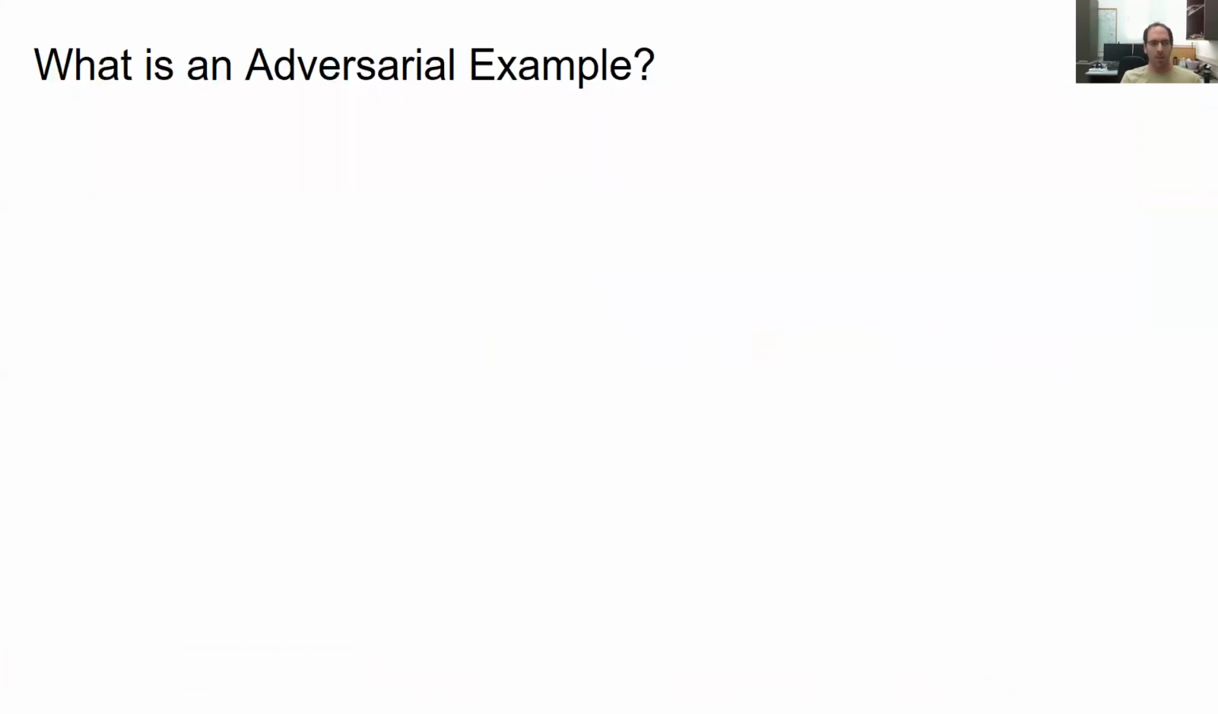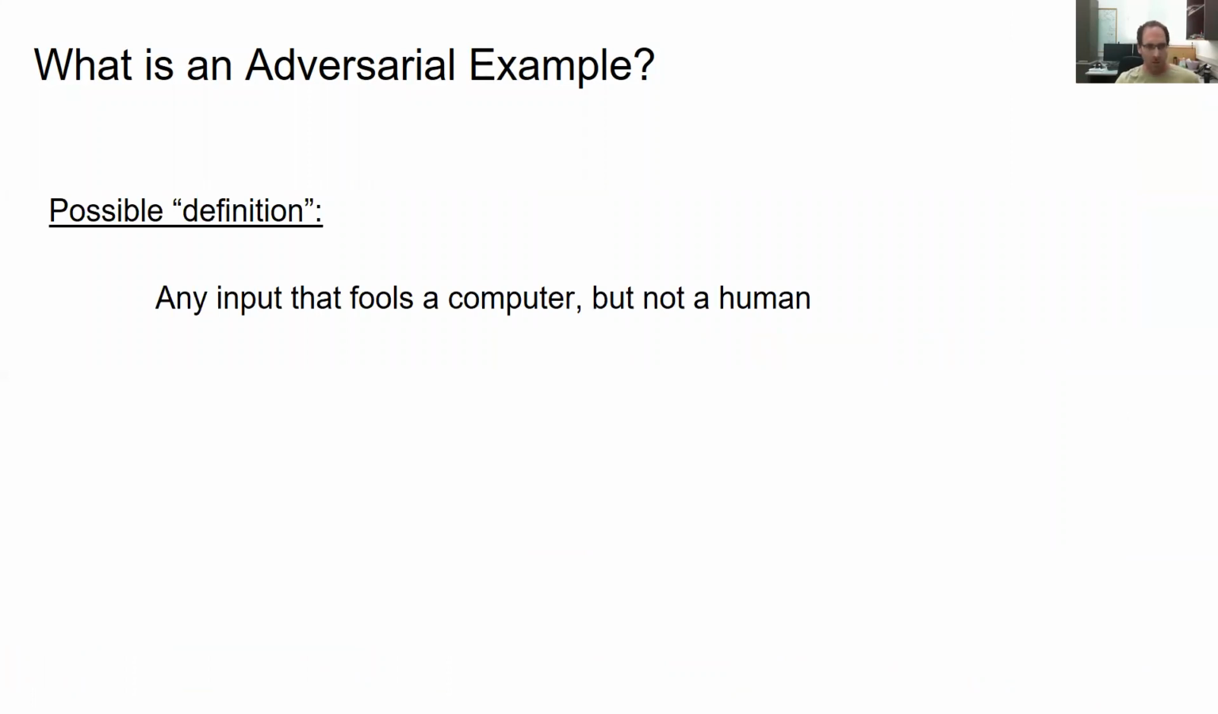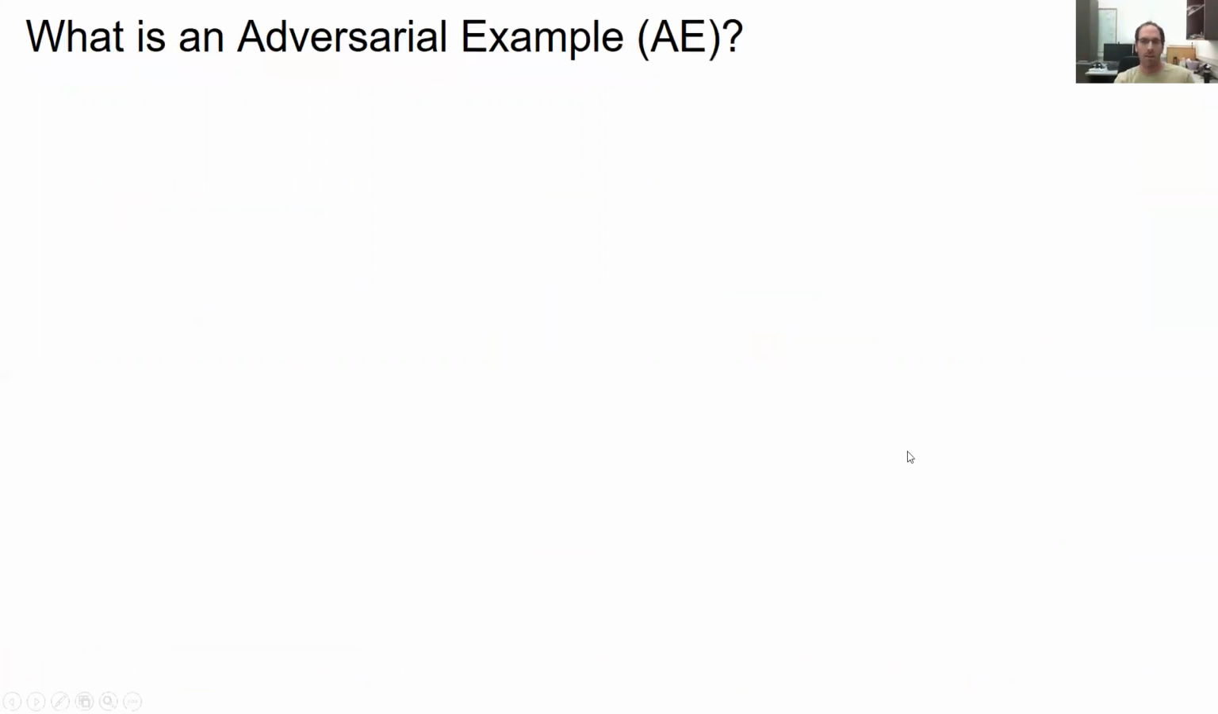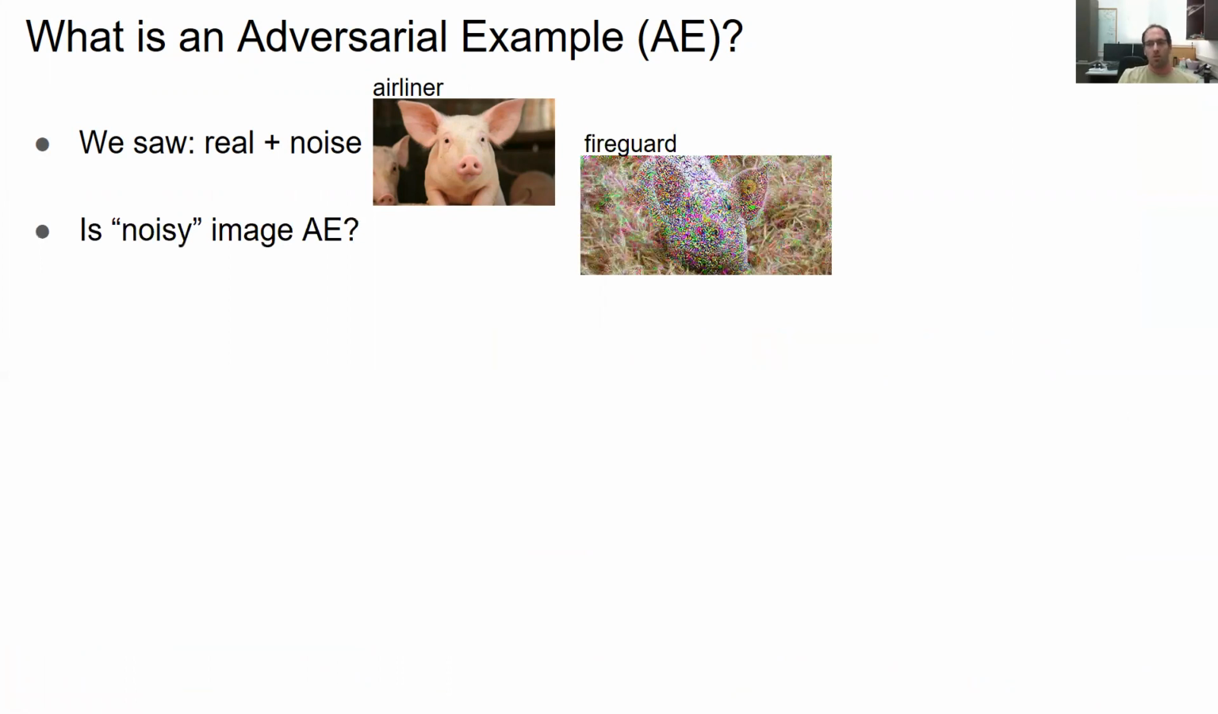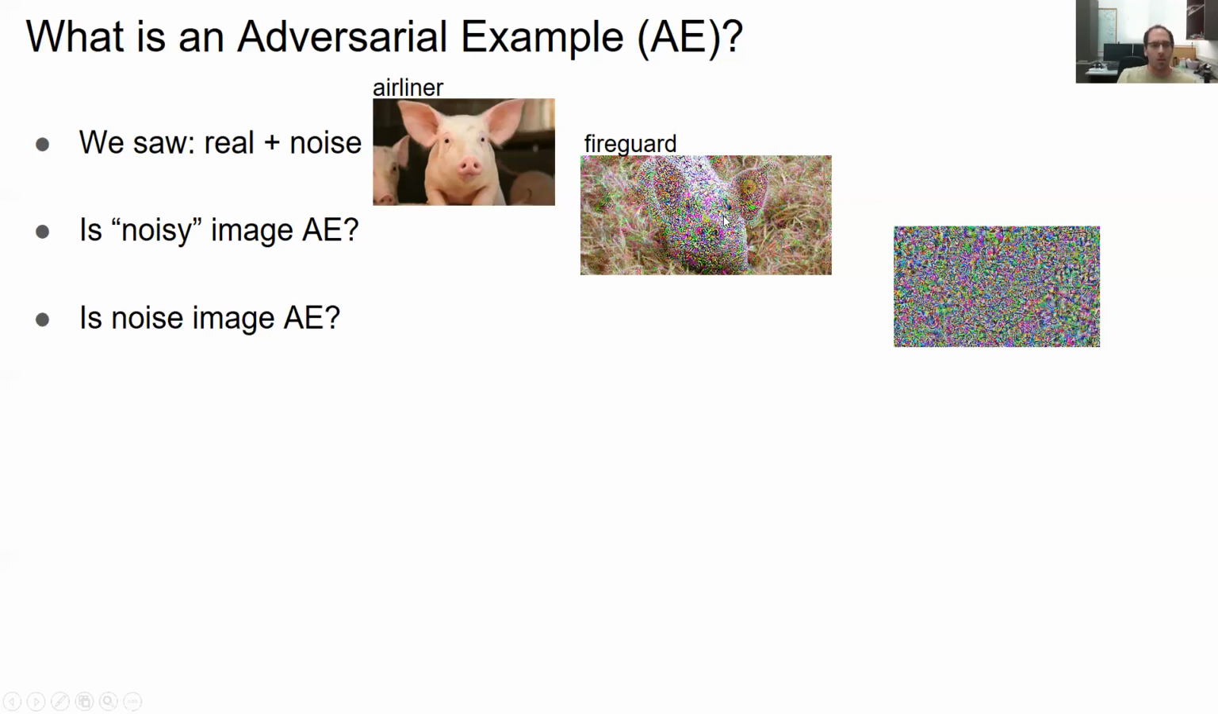So we will need some definition for this. Let's try a possible definition, which is any input that fools a computer but not a human. That might be a good definition for the adversarial example. So let's see a few examples for this. We already saw what happens when you take a real image and add some noise, and you definitely manage to fool the computer but not a human. But what about this noisy image of the pig? It still fits this definition: I think all of you would know that there is a pig in the image, but the classifier thinks that this is a fire guard. What about just a random noise image? All of you would tell this is noise, but the computer thinks that this is 26% spotlight.